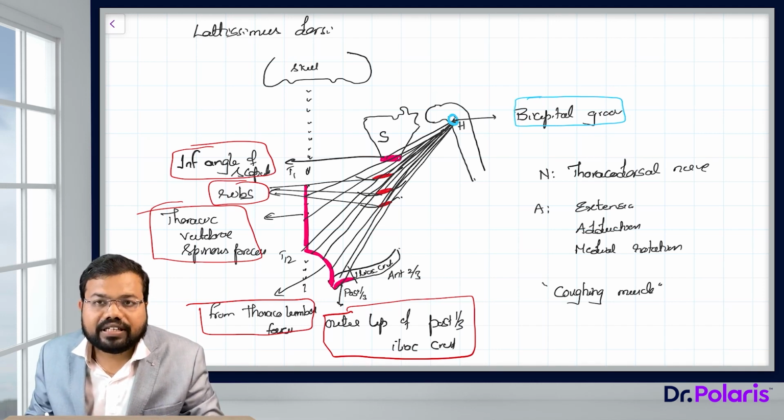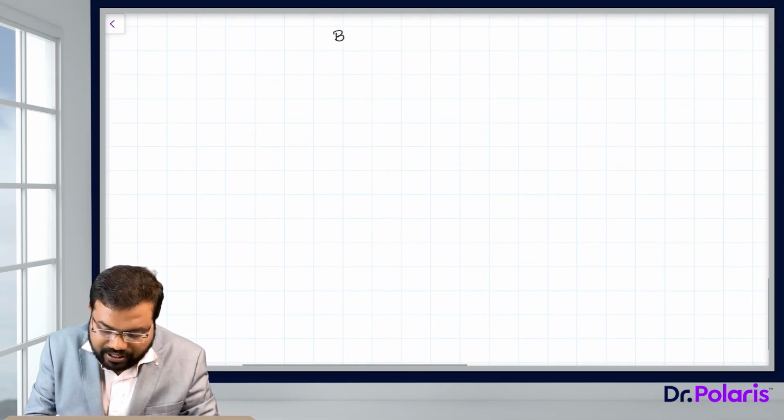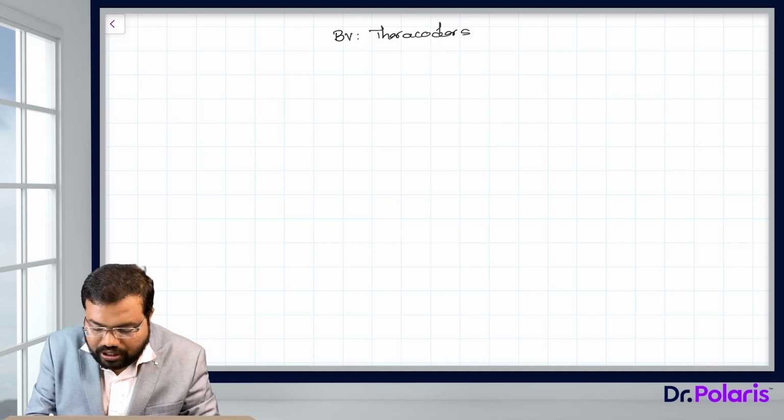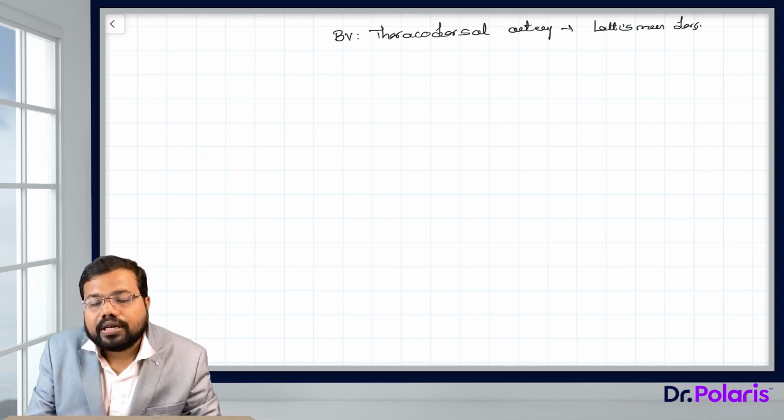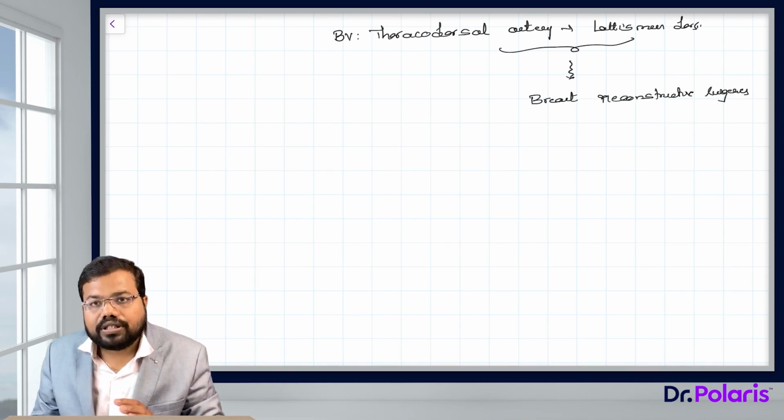And the clinical anatomy related to latissimus dorsi is that it has a specific blood vessel called the thoracodorsal artery, which gives a specific supply to latissimus dorsi. Now, this muscle and this vessel are used in breast reconstructive surgeries. Whenever there is a reconstruction of the breast, this is used. For these breast reconstructive surgeries, silicone implants or these thoracodorsal flaps are also used.